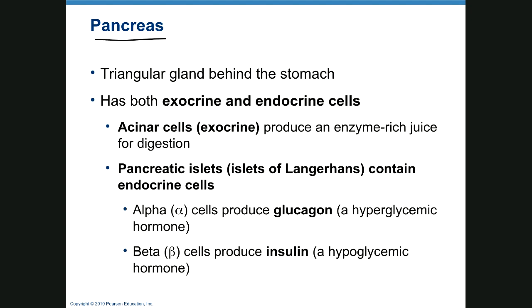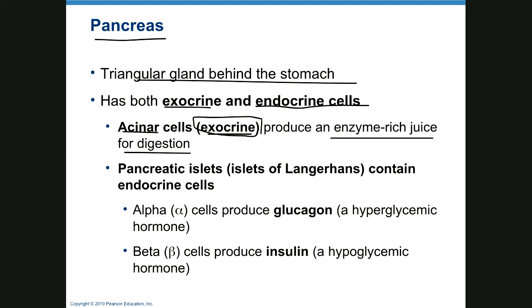Okay, the pancreas, triangular gland behind the stomach, has both exocrine and endocrine cells. Acinar or exocrine glands produce enzyme-rich juice for digestion. Without this exocrine function of the pancreas, you're not digesting food unless you replace those enzymes. You're just going to starve to death, full belly. Now, islet cells, islets of Langerhans, contain endocrine cells. Alpha cells produce glucagon, which raises your blood sugar. Beta cells produce insulin, which lowers your blood sugar.